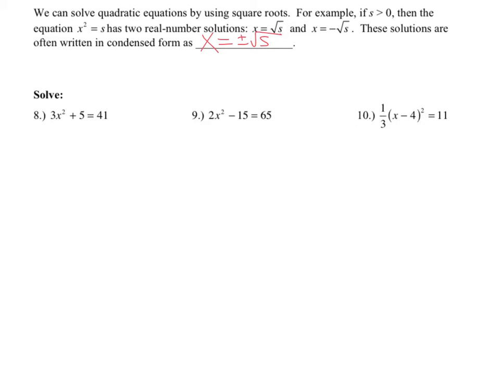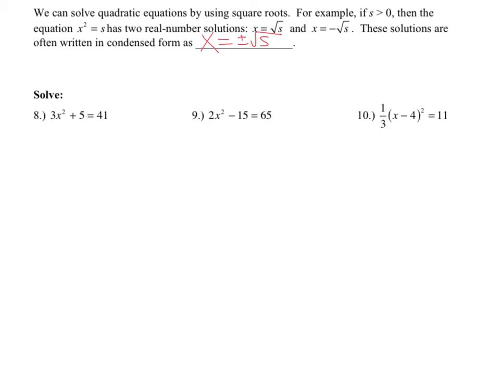We can only use square roots to solve quadratic equations when they have a quadratic term, so something squared, and a constant term, so regular numbers. If they have a linear term with an x, they're not set up to be solved with square roots. So that's the first important thing, is that you have to learn to identify when you can use square roots and when you cannot use square roots.